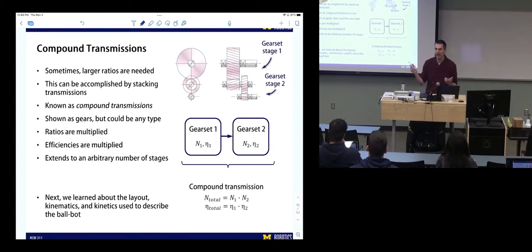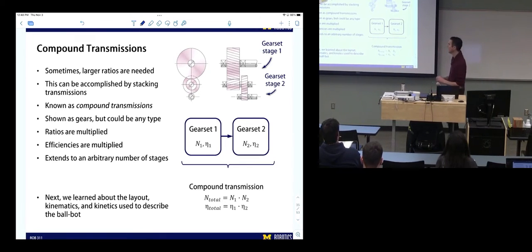Okay, so we learned about compound transmissions. This is where you stack transmissions against each other. That's really common. The important part was this: we multiply the transmission ratios and we multiply the efficiencies.